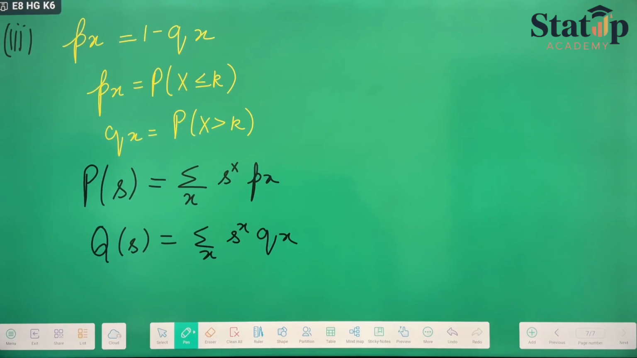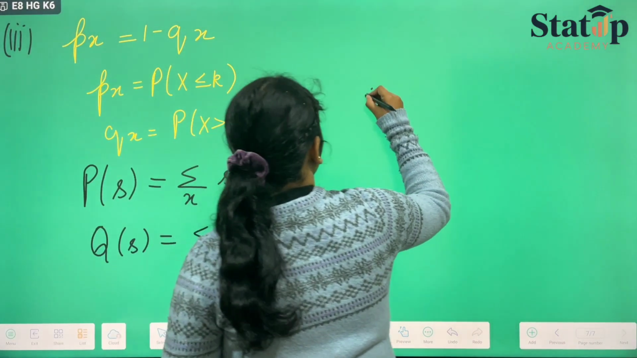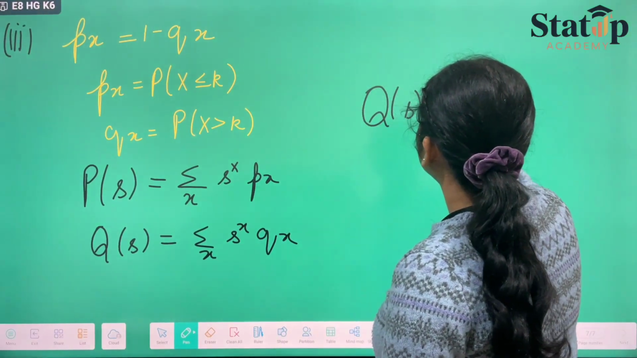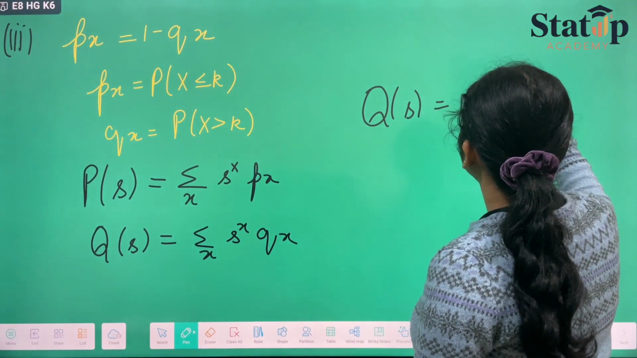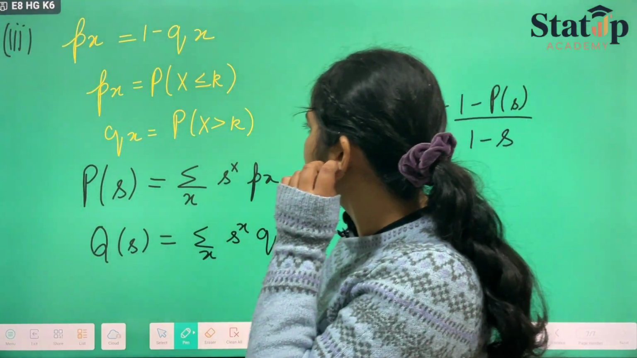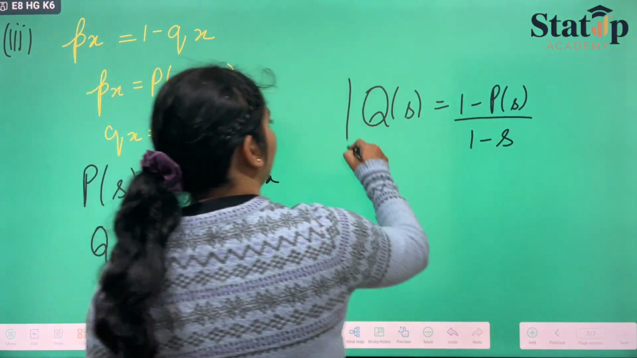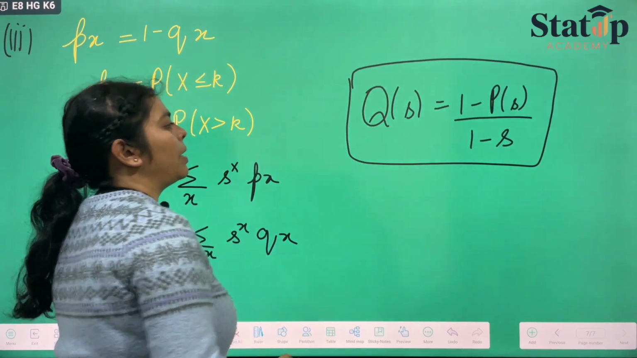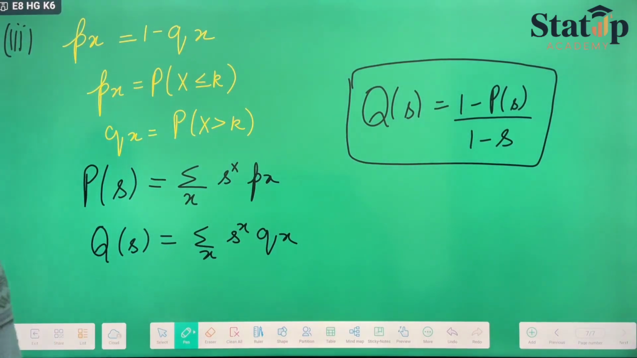Now we can also write this as Q(s) is equal to (1 minus P(s)) upon (1 minus s). This is one of the formulas for calculating the probability generating function of a failure of a random variable.